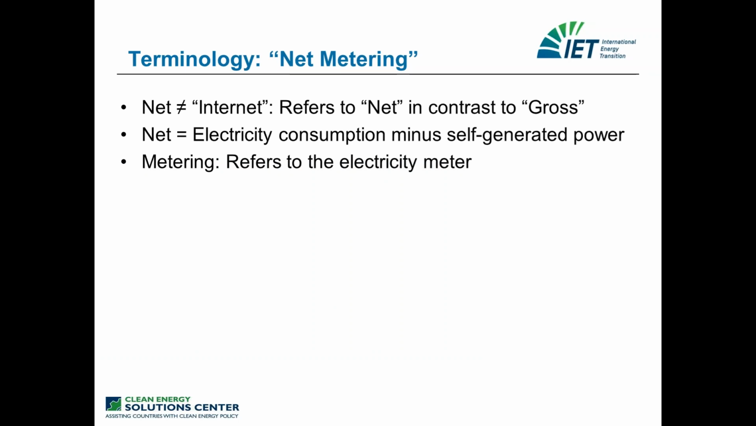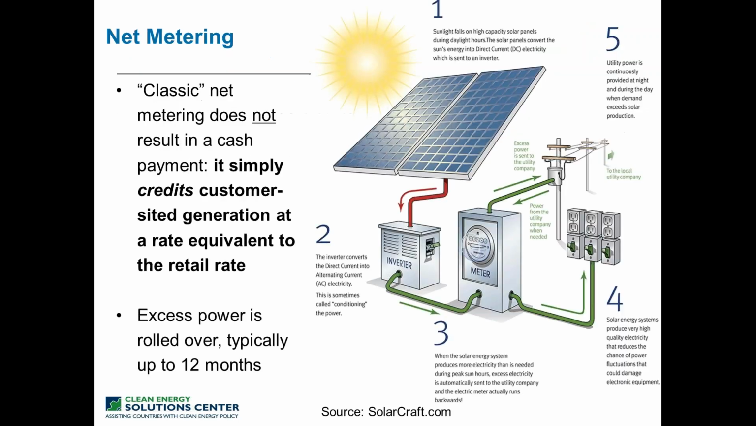So in contrast to the gross electricity consumption that you have, you actually take the gross electricity consumption minus the self-generated power, and then you end up with your net consumption. And then metering, of course, refers to the electricity meter that you have, which measures how much electricity you consume and how much electricity you produce on your own.